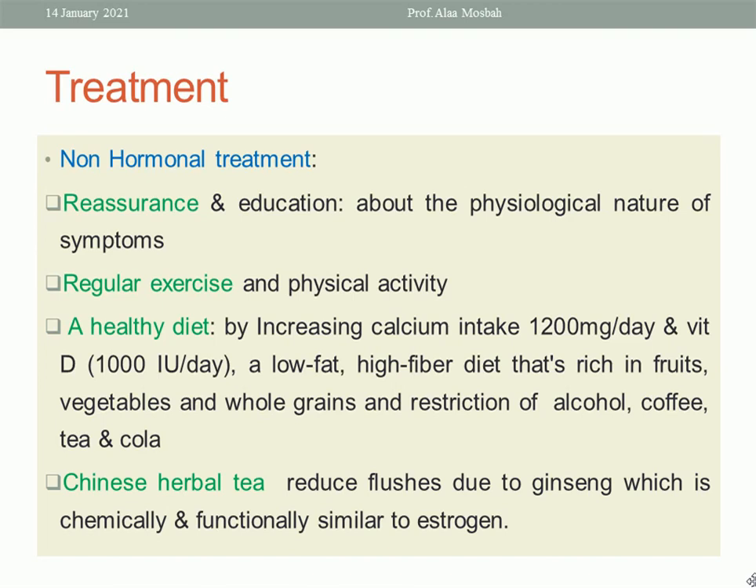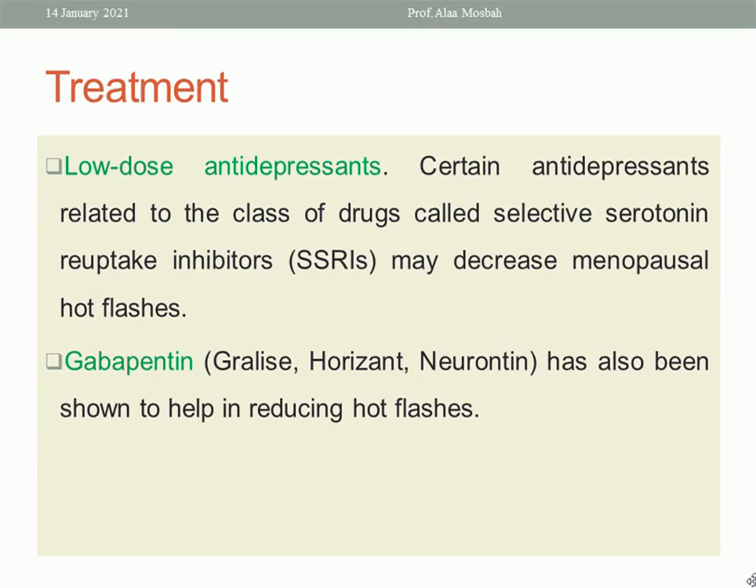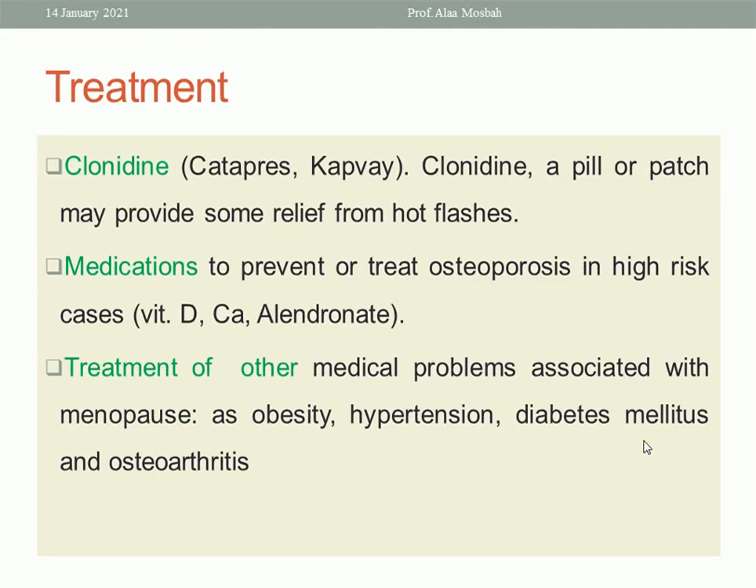Avoid or restrict the drinking of coffee, tea, and cola, and of course alcohol. It is said that Chinese herbal tea may reduce flushes due to ginseng, which is chemically and functionally similar to estrogen. So, what else? We may give antidepressants from the class of drugs called selective serotonin reuptake inhibitors because they may decrease menopausal hot flashes. Gabapentin also reduces the hot flashes. Clonidine also improves the hot flashes.